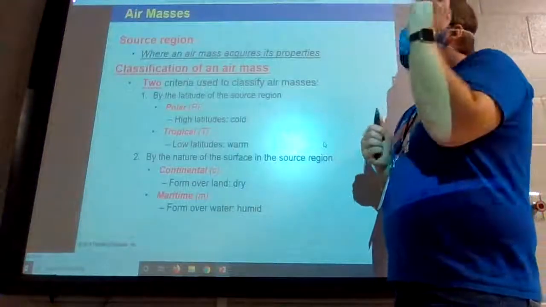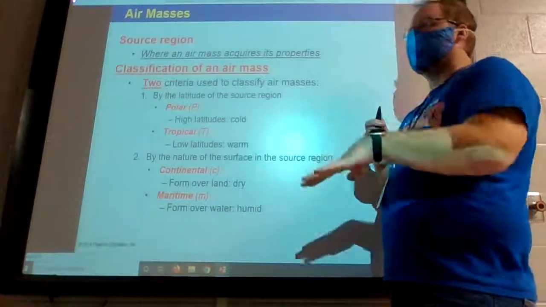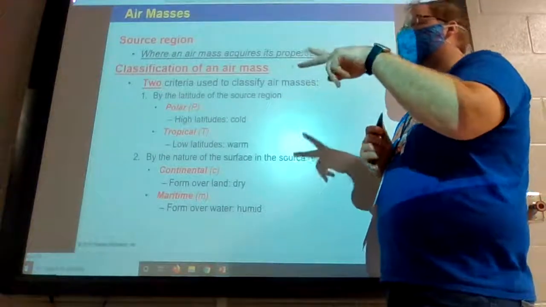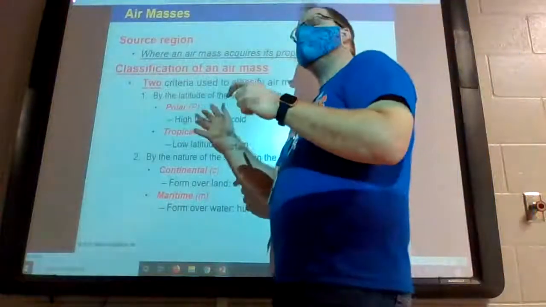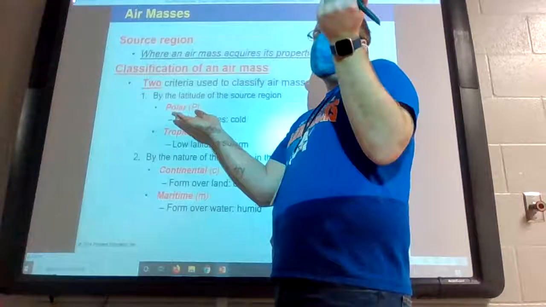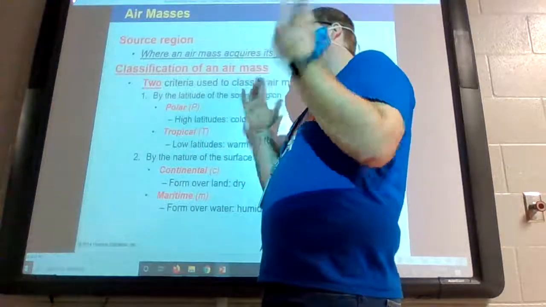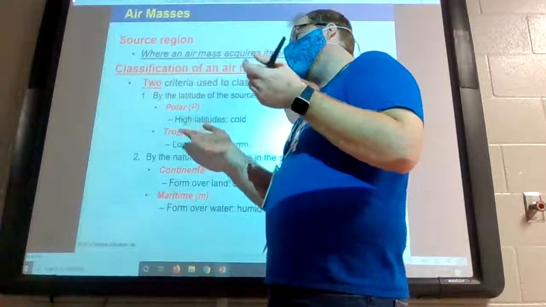So your weather depends on where your air is coming from. We have two different ways that we describe that: polar and tropical. What is polar air probably going to be temperature-wise? Cold. And tropical is going to be warm. So polar and tropical are great descriptions. Polar is going to be cold, tropical is going to be warm.